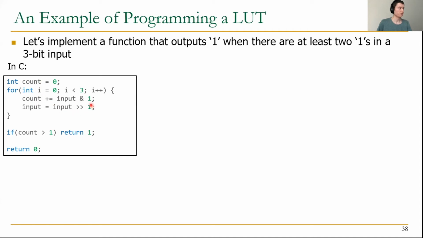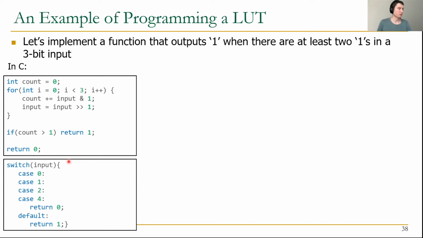And later we shift the input by 1 to get to the second bit, and we perform this in a loop 3 times. And if it turns out that all bits that we go over here are 1, so that all of the 3 least significant bits are 1, the count should be equal to 3 when we exit this loop. And later we have this if, which checks if the count is bigger than 1. If so, it returns 1, otherwise it returns 0.